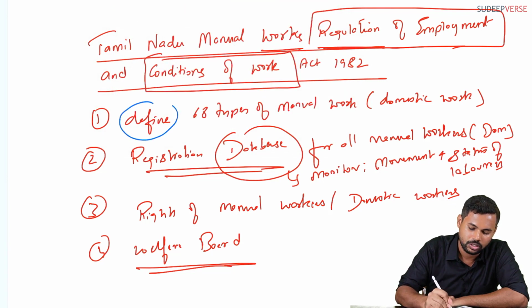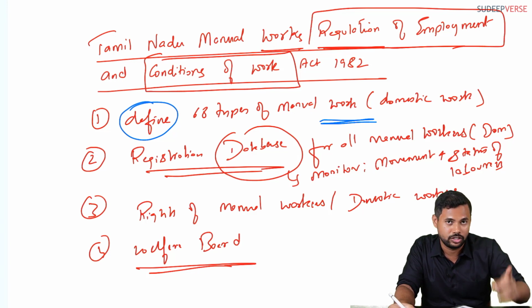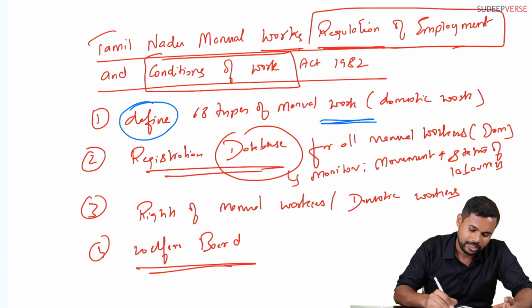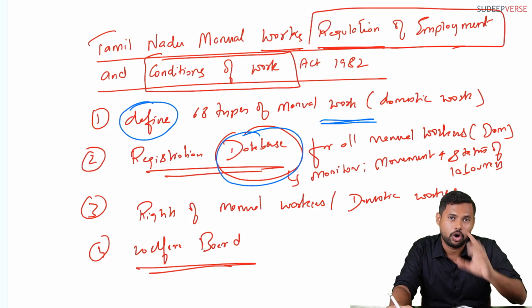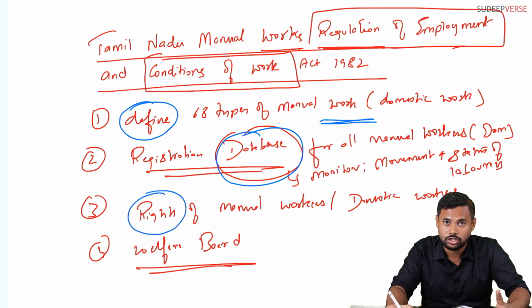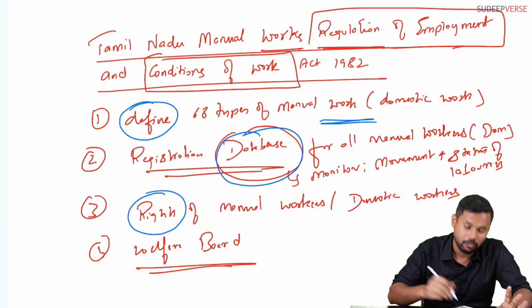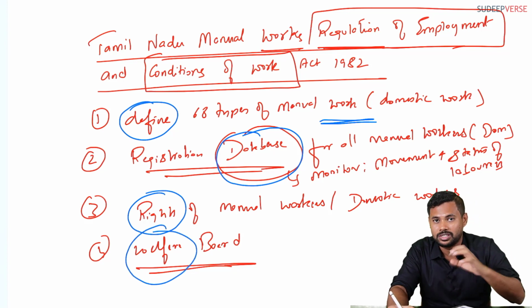One is it defines what are the manual and domestic works which have to be regulated from an employment perspective as well as a conditions of work perspective. The next is the database that records and registers all such laborers so that we can monitor them as well as look at the status. The third is it talks about their rights so that they are not exploited and not subjected to human trafficking. And further, the welfare board, which looks after the welfare of these laborers.